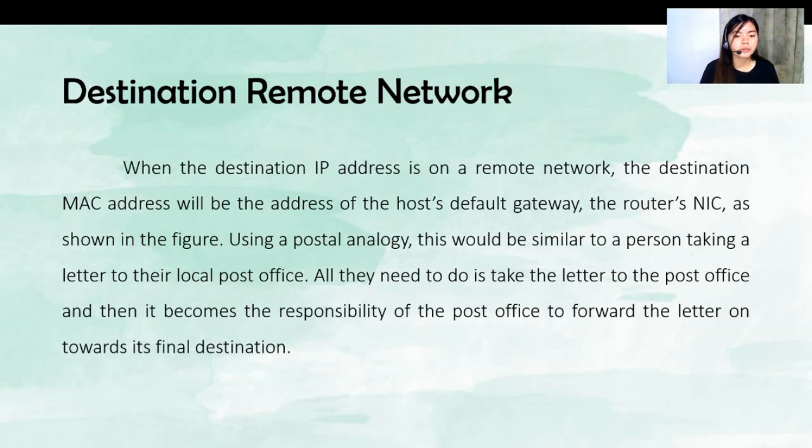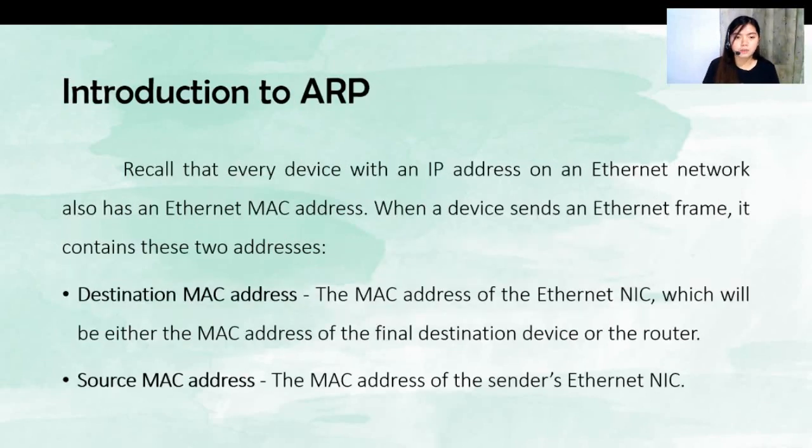Destination remote network. When the destination IP address is on a remote network, the destination MAC address will be the address of the host's default gateway, the router's NIC, as shown in the figure. Using a postal analogy, this would be similar to a person taking a letter to their local post office. All they need to do is take the letter to the post office, and then it becomes the responsibility of the post office to forward the letter on towards its final destination.